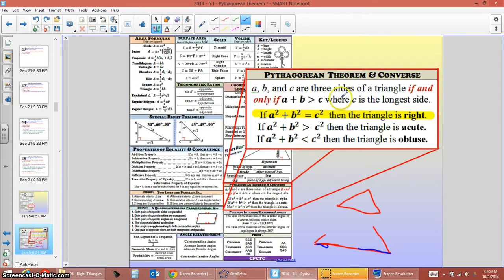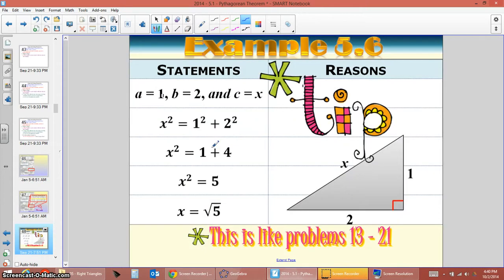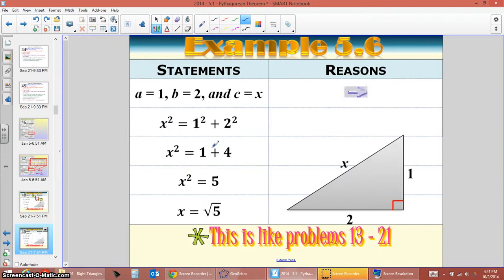Now, what's interesting is if a squared plus b squared equals c squared, then it's a right triangle. If it's greater than c squared, then it's an acute triangle. And if it's less than c squared, then it's an obtuse triangle. Kind of some cool information about equal to, greater than, or less than. You may see that on the test. I'm not entirely sure if I'm going to put it on your cheat sheet.